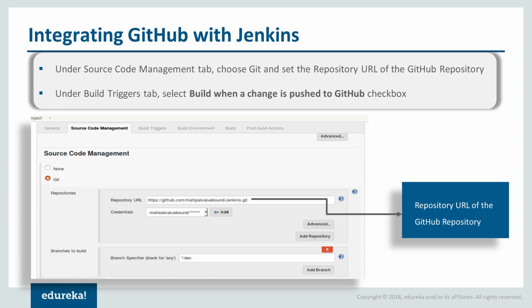Once that is done, you just need to select the Build Triggers tab, and you can mention build when a change is pushed to GitHub. This is something which we have seen already in one of our earlier videos, I think module number 3, where we spoke about how to trigger Jenkins jobs in various different ways. If you have any difficulties, you can go back and watch that video to refresh your memory, where we have seen all the different ways to trigger a Jenkins job.